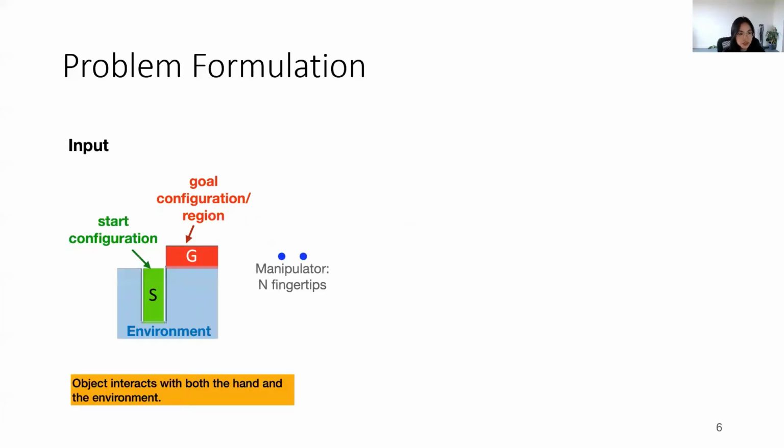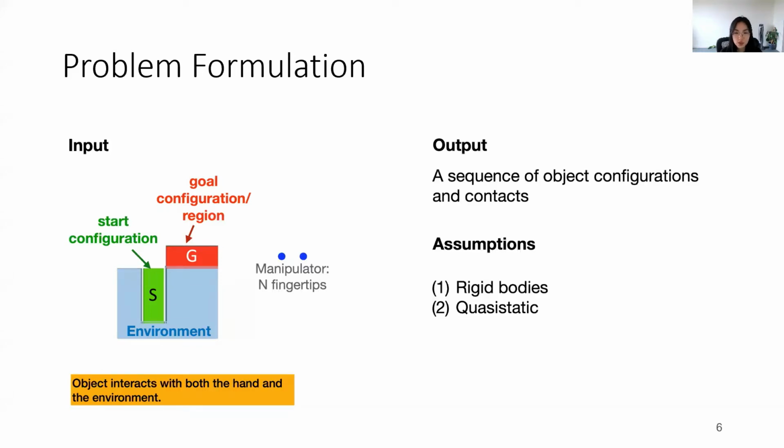Our problem formulation: the input is going to be the start and goal configuration of the objects. And we know the properties of the object and the environment, including their shapes and the friction coefficient. And we assume a simple model for the manipulators. They are just n free-flying spheres. And the object is allowed to interact with both the hand and the environment. The output is going to be a sequence of object configurations and a sequence of contacts. We also made the assumptions that everything should be rigid body and every motion should be quasistatic.